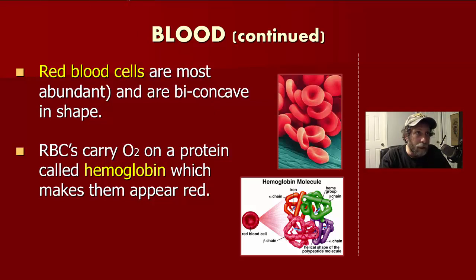Let's try this. Here is a red blood cell, and it looks red, doesn't it? And here's the real picture. It does look red. Inside the red blood cell are all kinds of molecules of hemoglobin. There's not just one, there's a whole bunch of them.